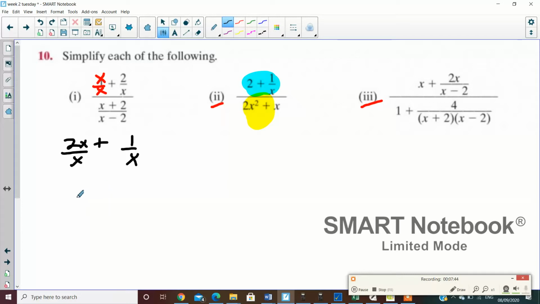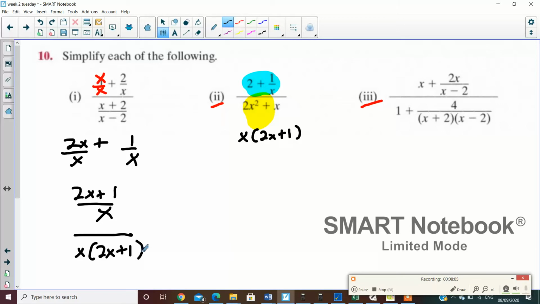Now, that becomes 2x plus 1 all over x. Factorize the bottom. What happens when you factorize the bottom? What comes out? 2x plus 1. All right. Now, would everybody agree that the top number is a fraction, but the bottom number is just a regular number? Would you agree with that?